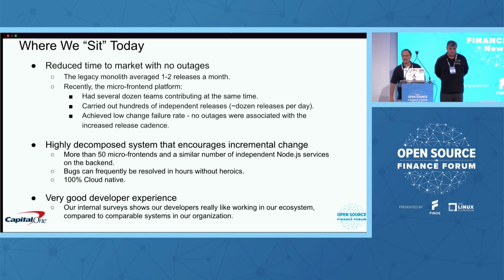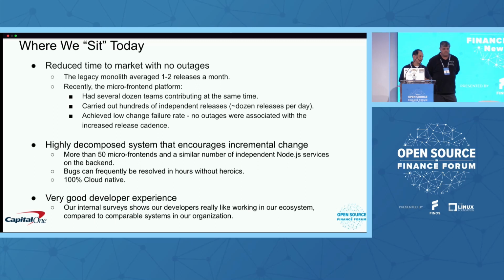Sometimes we have to roll back because the code is wrong, but in general, we haven't brought the system down. Sometimes you have a little piece that doesn't work the way you expect, but again, we've been able to isolate that failure. It's highly decomposed. We have more than 50 micro front ends with a similar number of node services on the back end. We find that we can resolve bugs in hours without heroics.